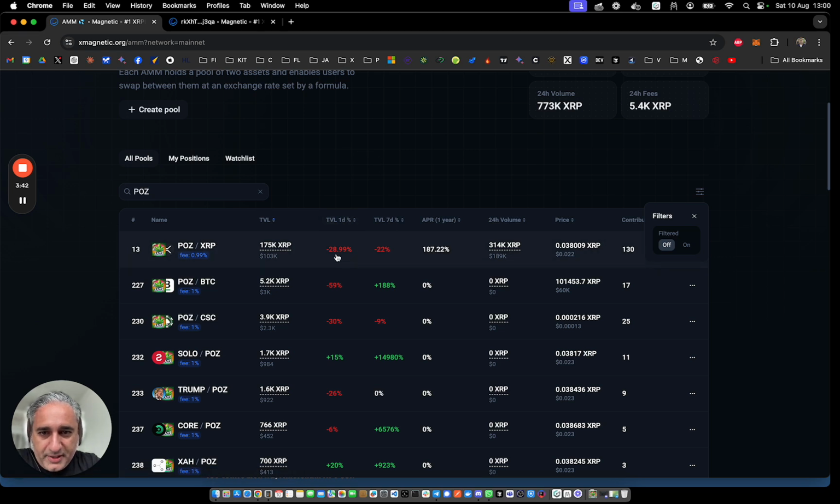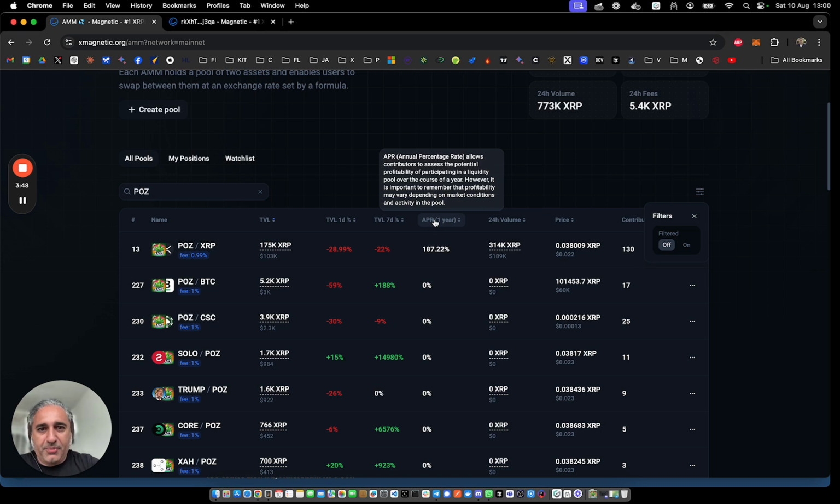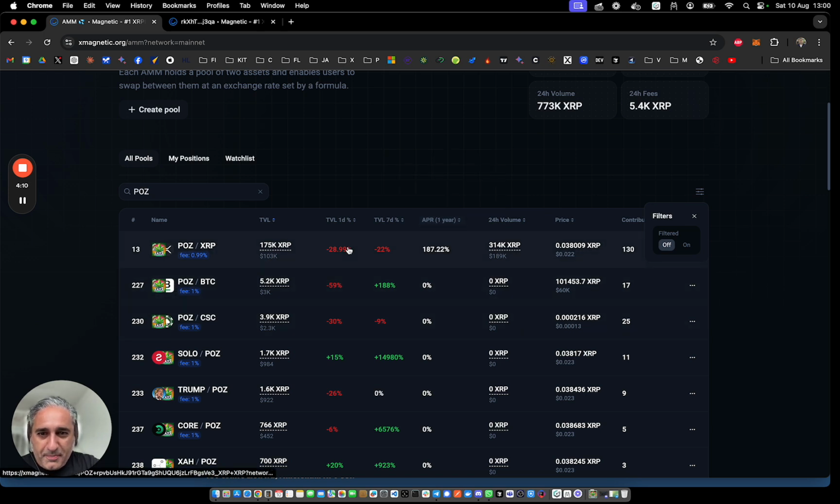You can see the daily change in the total value locked and the weekly, and you can also see the APR, which is the annual percentage rate. So it allows contributors to assess the potential profitability of participating in a liquidity pool over the course of a year. However, it is important to remember that profitability may vary depending on market conditions and activity in the pool. So it's just an indicative number. And as you can see, it's only being presented for POS XRP in this case.